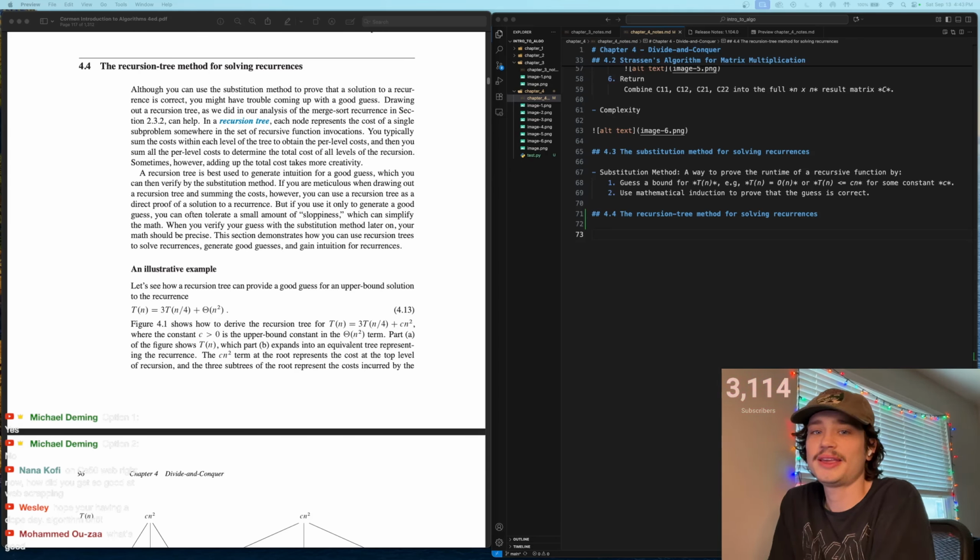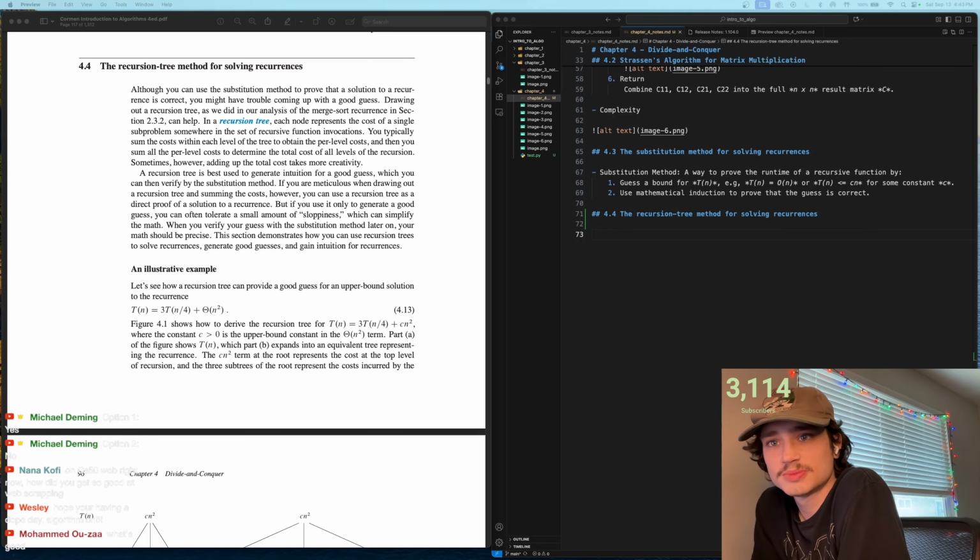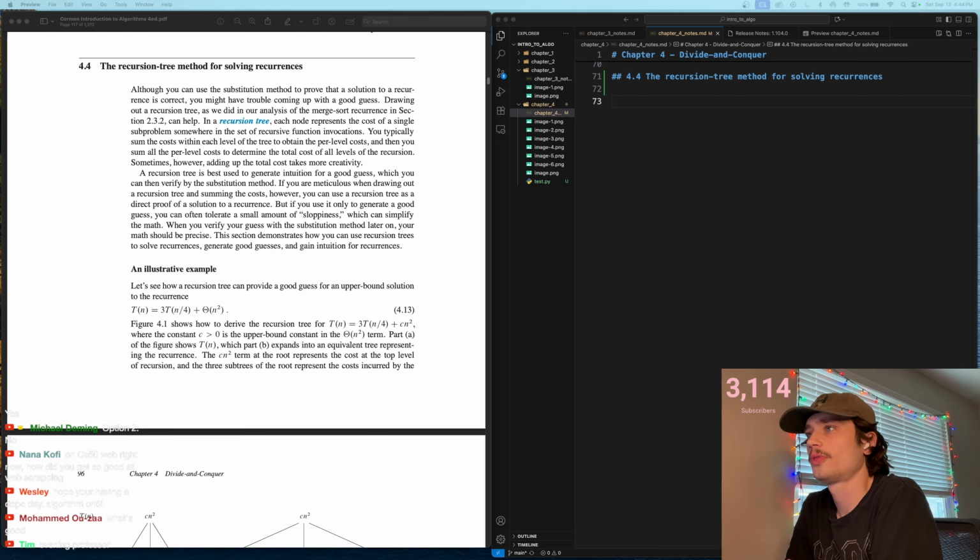Today we're going to be jumping back into Introduction to Algorithms, Chapter 4. This is the 4th edition by CLRS, more specifically Chapter 4.4, the recursion tree method for solving recurrences, and Chapter 4.5. We're going to be reading these two sections today, and it should be a good little study session. 4.4, the recursion tree method for solving recurrences.